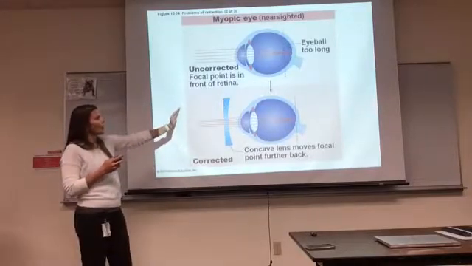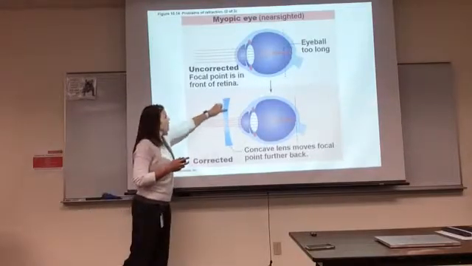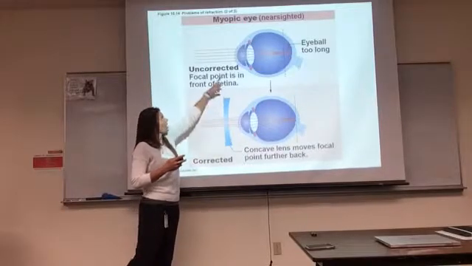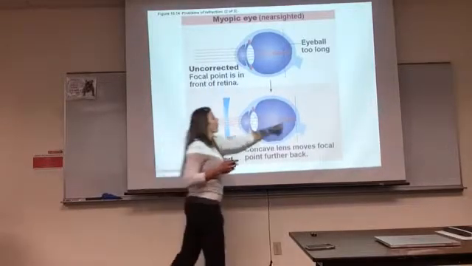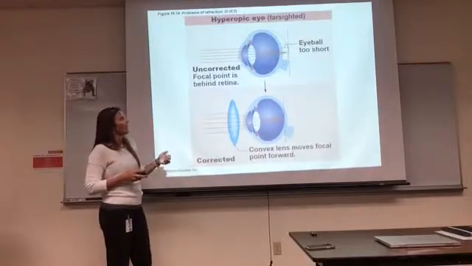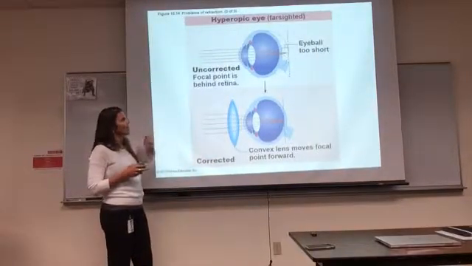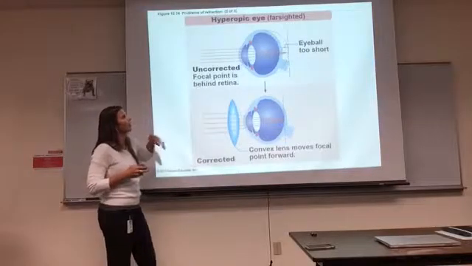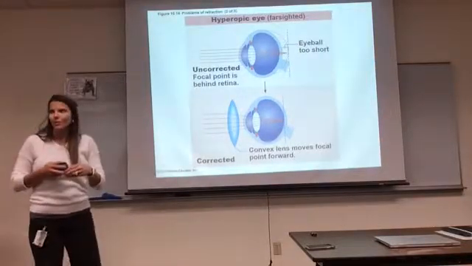So we give you a concave lens right here to change the shape and allow for that focal point to go back to your macula lutea. Here is my short eyeball. I was like, that is the same eyeball. Sorry, I should probably read it before I teach it to you.